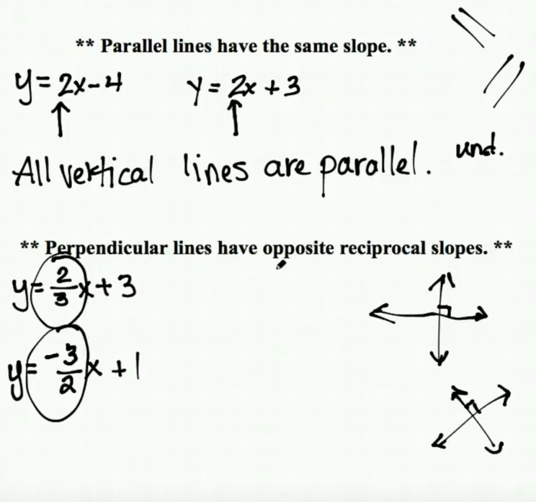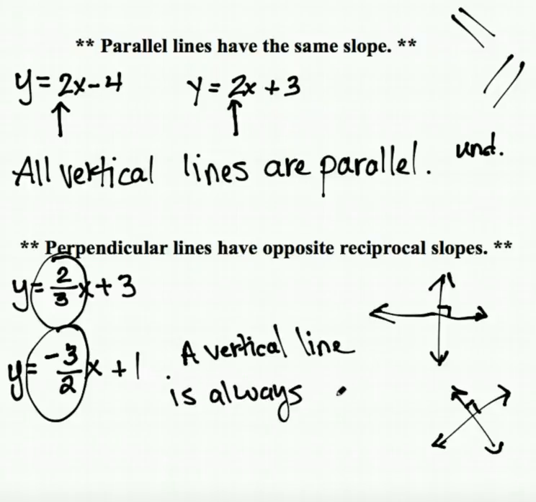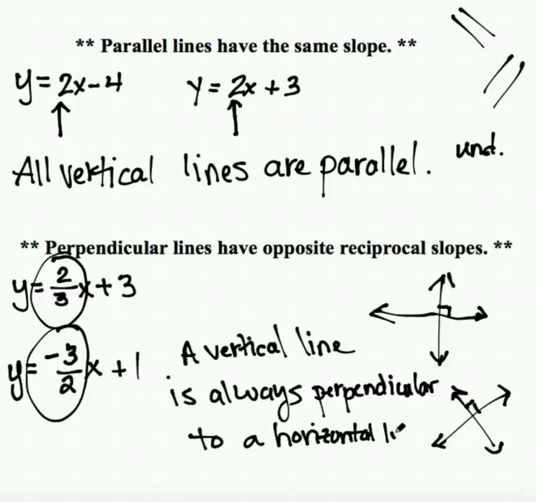And we know that a vertical line and a horizontal line are always perpendicular to each other. So let's write that. A vertical line is always perpendicular to a horizontal line. So these are our two cases. We have lines that are parallel, lines that are perpendicular, and if they're not parallel and they're not perpendicular, then we just simply say that they are neither.